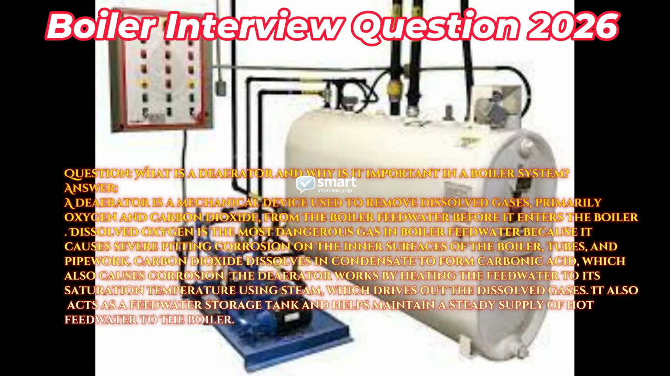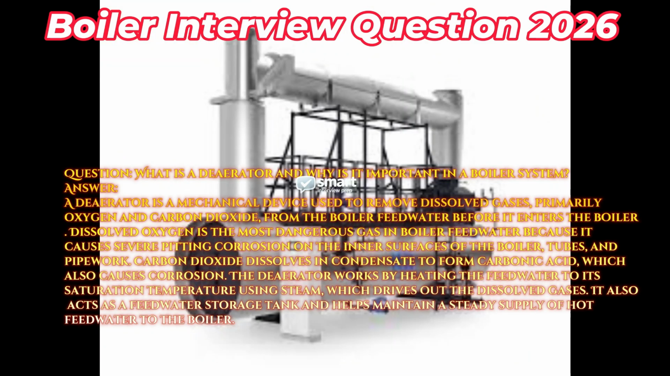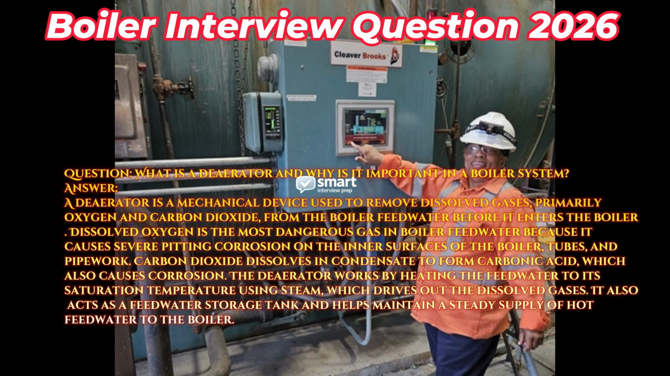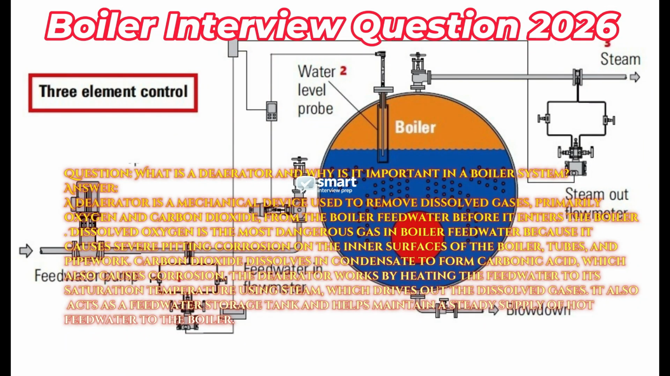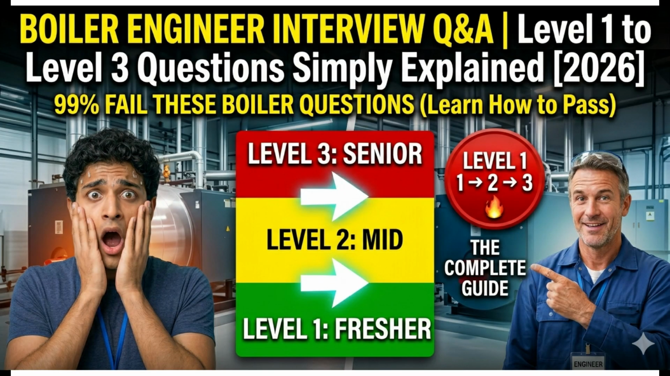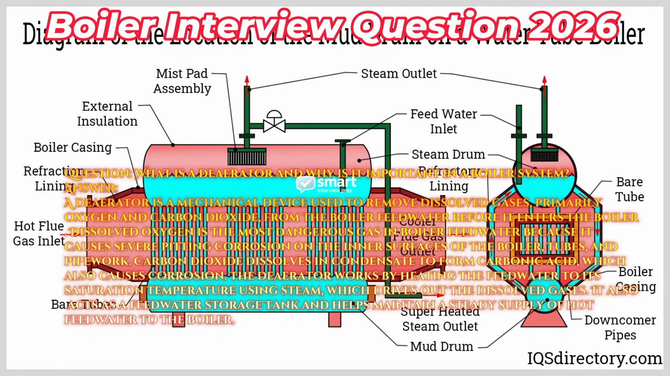Question: what is a deaerator and why is it important in a boiler system? Answer: a deaerator is a mechanical device used to remove dissolved gases, primarily oxygen and carbon dioxide, from the boiler feedwater before it enters the boiler. Dissolved oxygen is the most dangerous gas in boiler feedwater because it causes severe pitting corrosion on the inner surfaces of the boiler, tubes, and pipework.